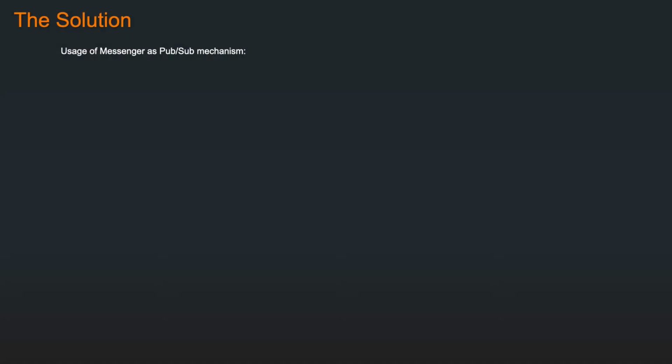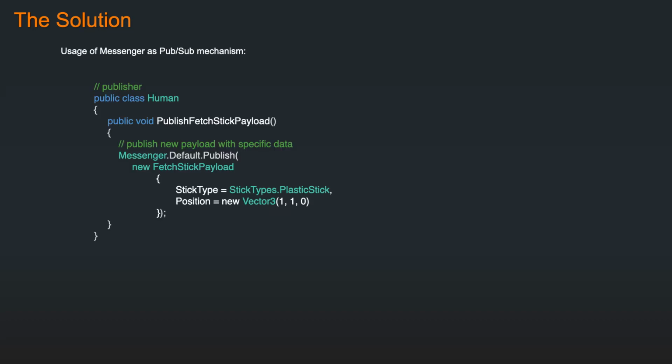Let's review how the previous problematic sample can be improved with the usage of Messenger. Improved class Human contains method PublishFetchStickPayload. This method is publishing fetch stick payload via default instance of Messenger.